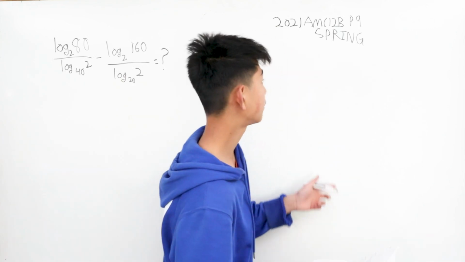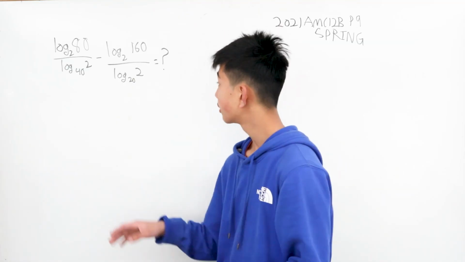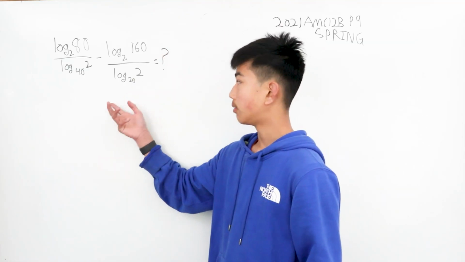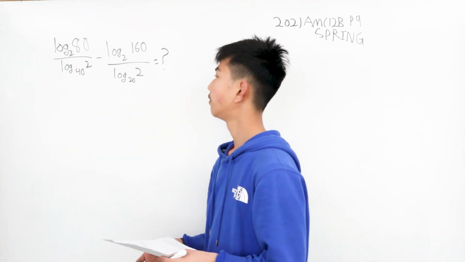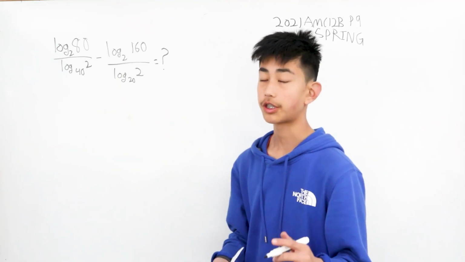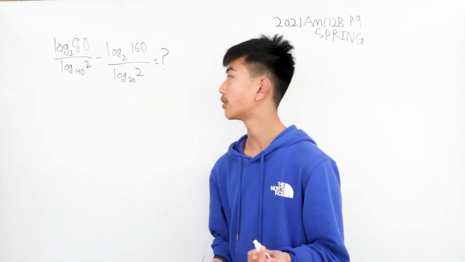We're solving problem 9 from the Spring 2021 MC12B. We want to find what this difference of logarithms is. First thing we want to do in this problem is get rid of the denominators.